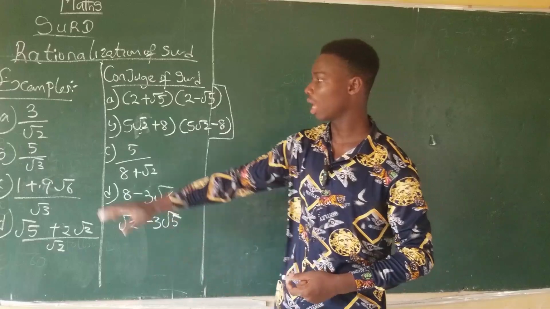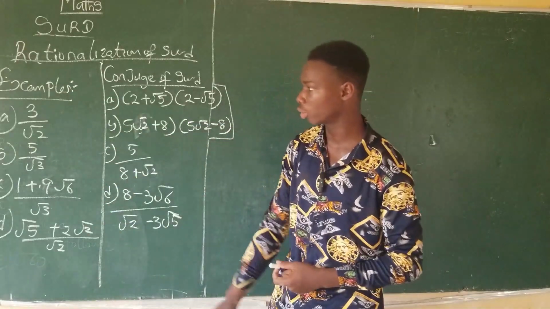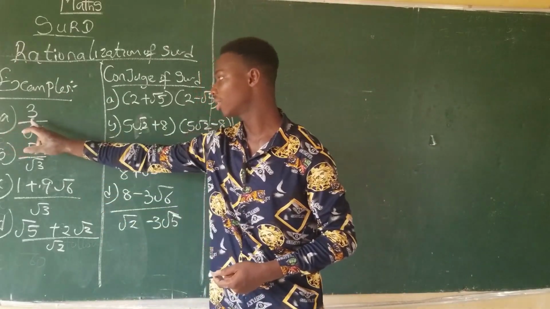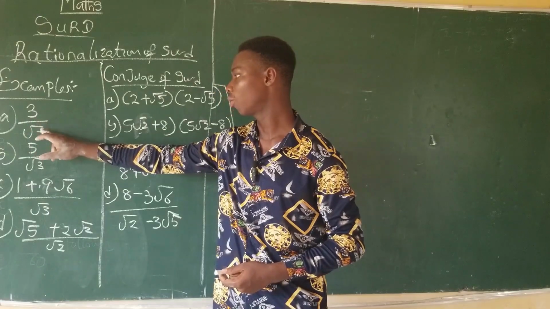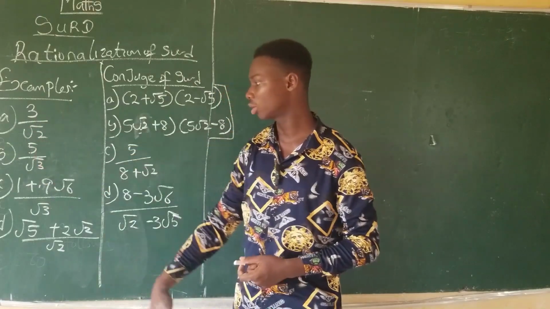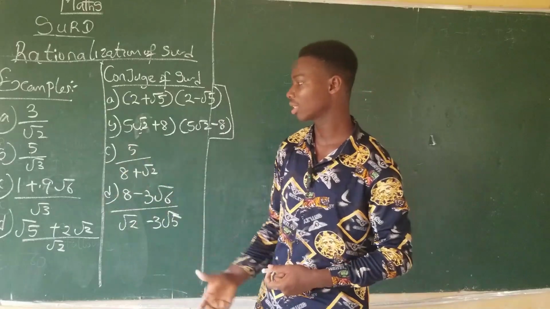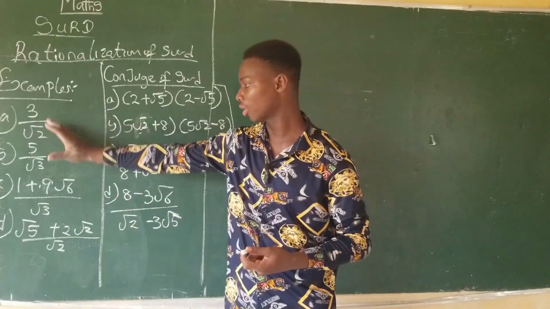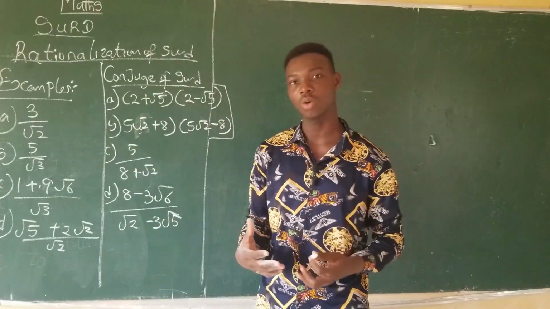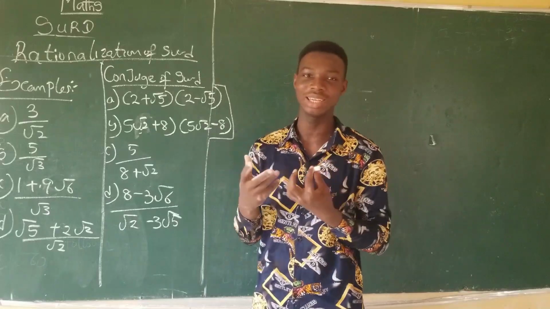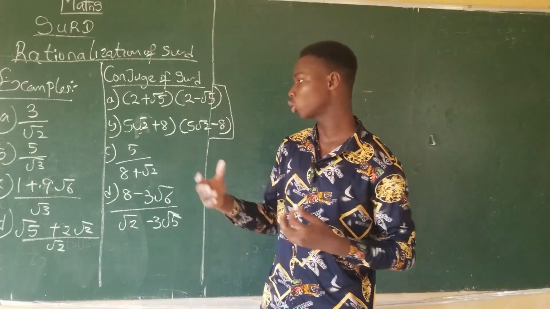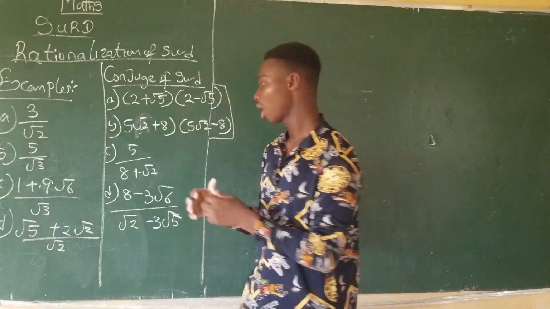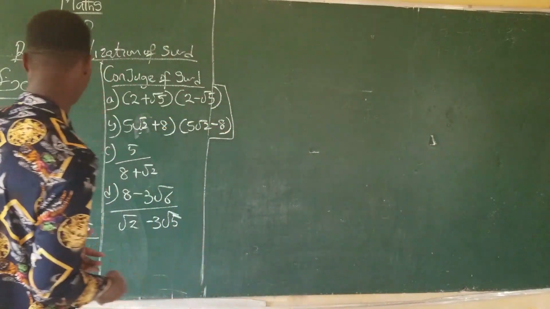Rationalization of surds. So we have some examples of rationalizations of surds. We have a question of this kind: 3 all over root 2, 5 all over root 3, and others. Now in this case, I'm going to explain how rationalization of surds is being solved in a very easy way. So from what we have 2 methods to solve, and the 2 methods are being applied in the same way.